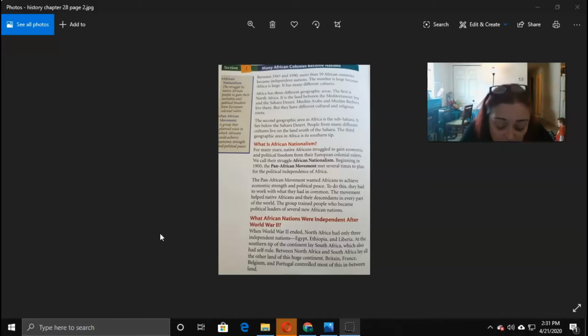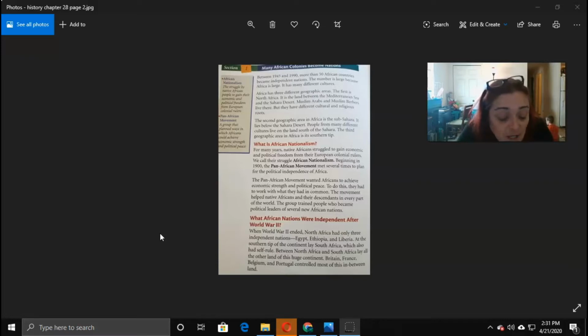The second geographic area in Africa is the Sub-Sahara. It lies below the Sahara Desert. People from many different cultures live on the land south of the Sahara. The third geographic area in Africa is its southern tip. What is African nationalism? For many years, native Africans struggled to gain economic and political freedom from their European colonial rulers. We shall call their struggle African nationalism.